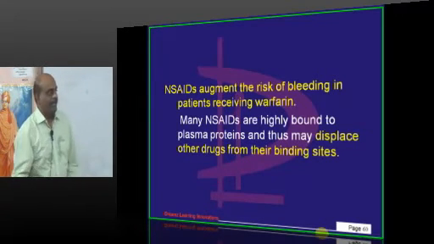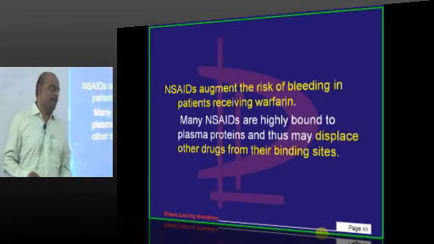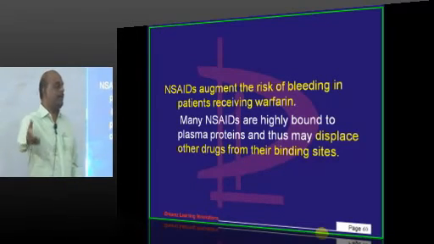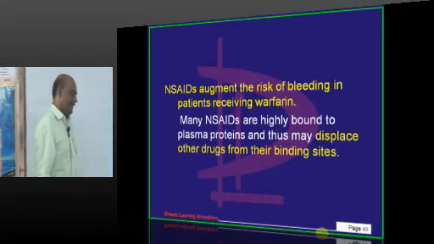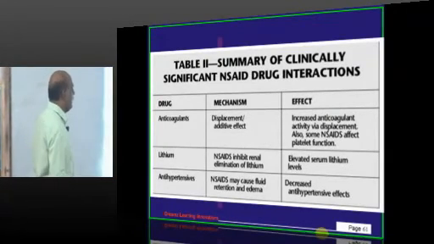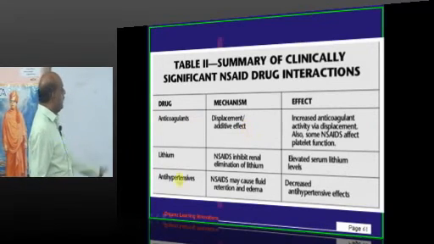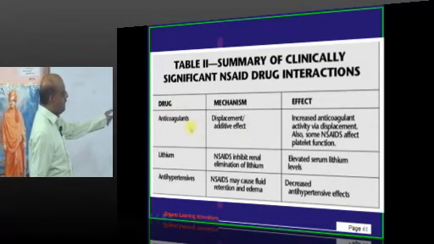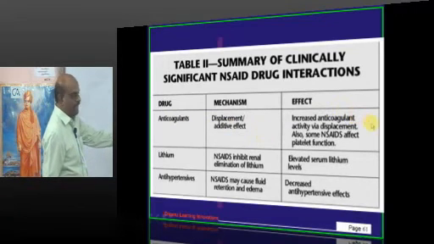That's the reason NSAIDs displace the warfarin from the protein binding site on the albumin and predispose to the risk of warfarin-induced bleeding. That is what you have to basically remember. So doctor, in summary, with anticoagulants, what is the effect of NSAID? It displaces and causes worsening of bleeding.